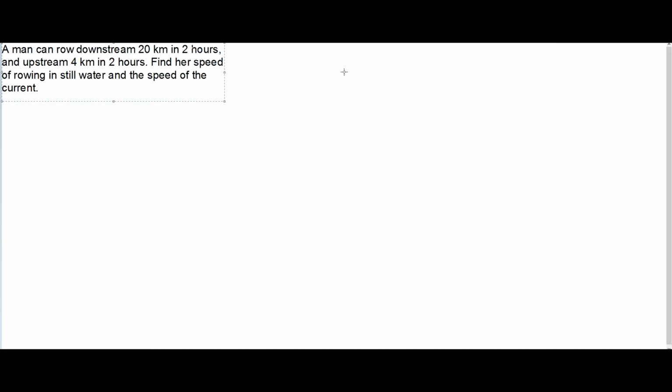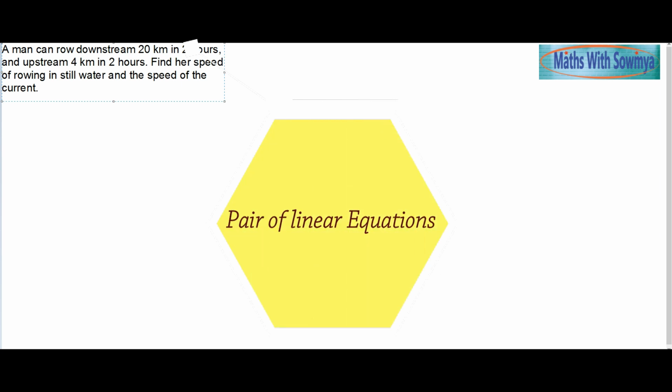Hello, now we just see this particular problem here which says a man can row downstream 20 km in 2 hours and upstream 4 km in 2 hours. Find the speed of rowing in still water and the speed of the current. This is one of the very important sums.